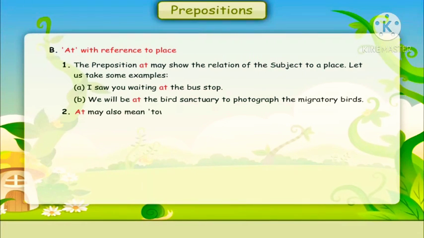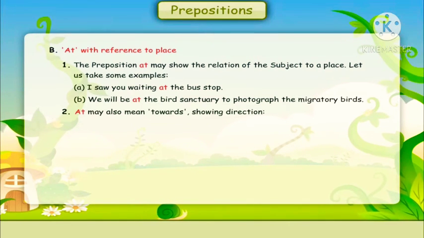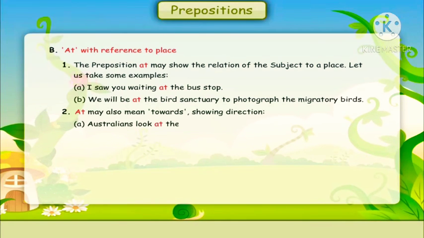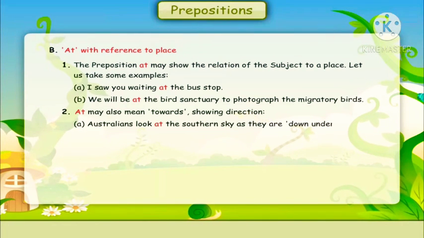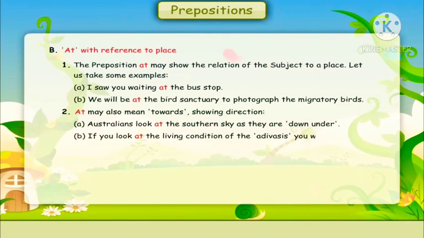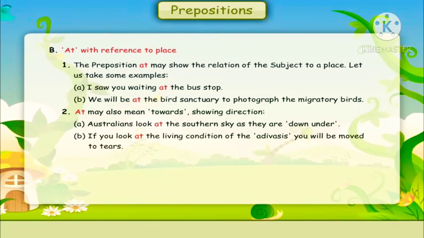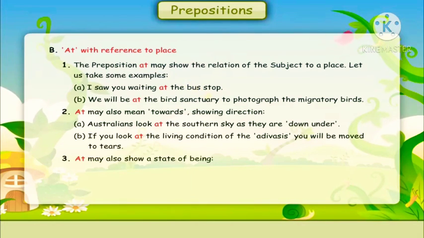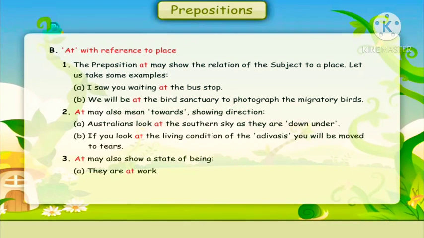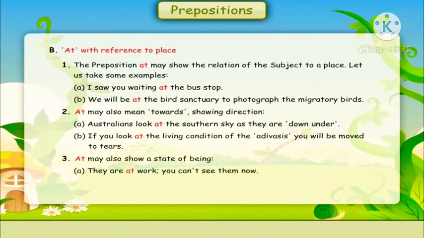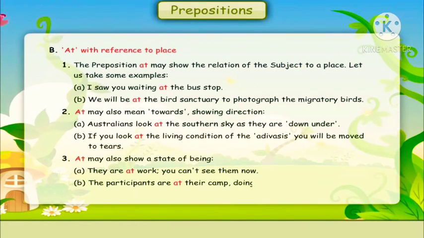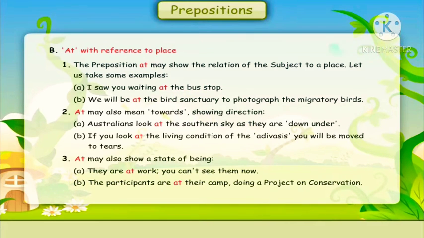At may also mean towards, showing direction. Australians look at the southern sky as they are down under. If you look at the living condition of the Adivasis, you will be moved to tears. At may also show a state of being. They are at work, you can't see them now. The participants are at their camp doing a project on conservation.